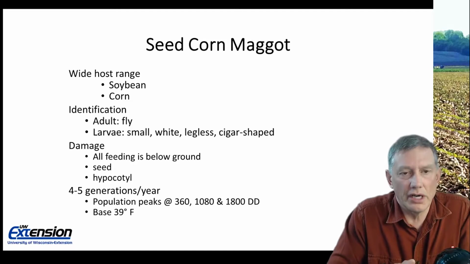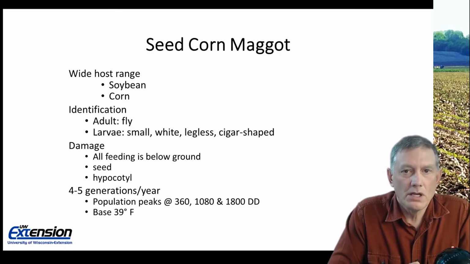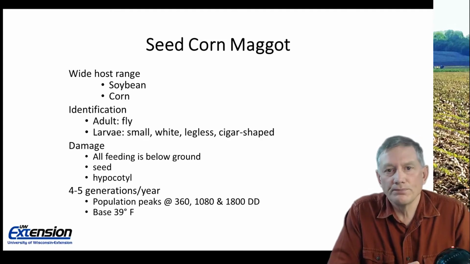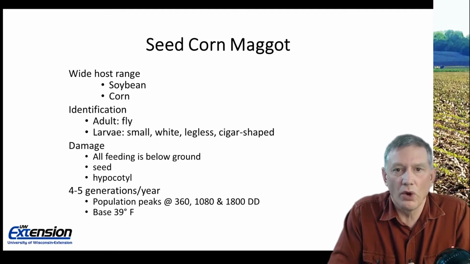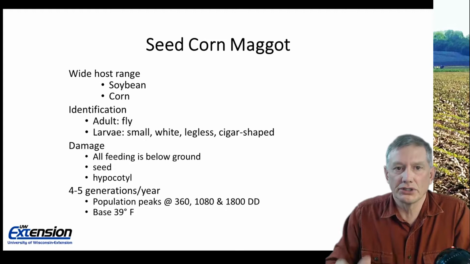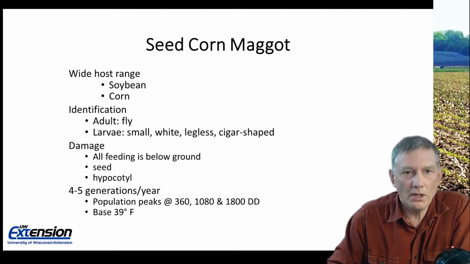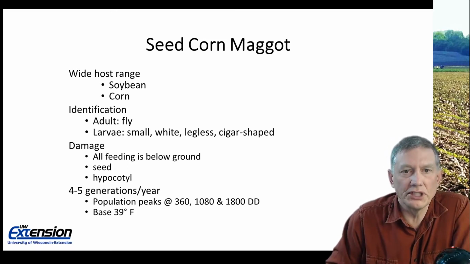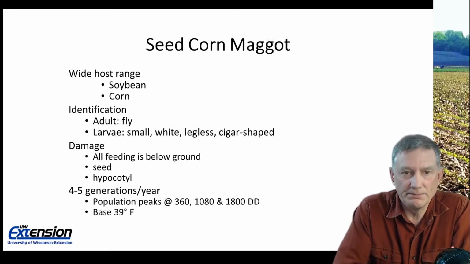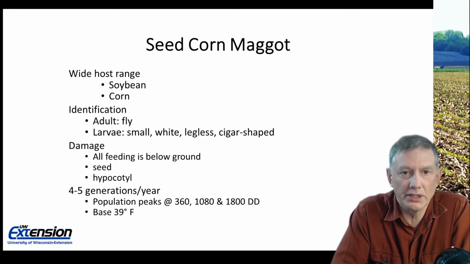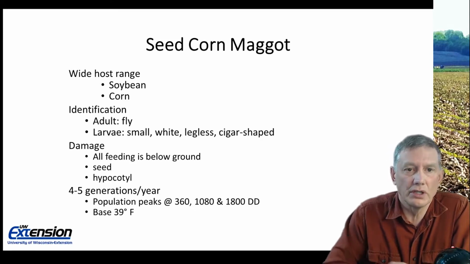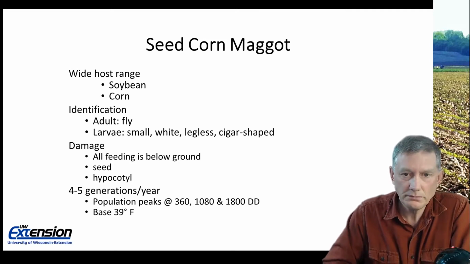The adult is a fly, and they do not damage corn or soybeans. The larvae are small, kind of whitish color, and they're cigar-shaped. All the feeding from seed corn maggot is below ground, and they will feed on the seed, causing it not to germinate and or emerge. And they can also feed on the hypocotyl and also on the cotyledons as well.